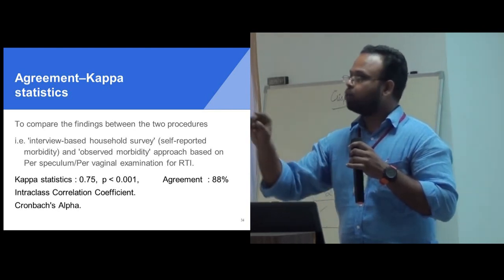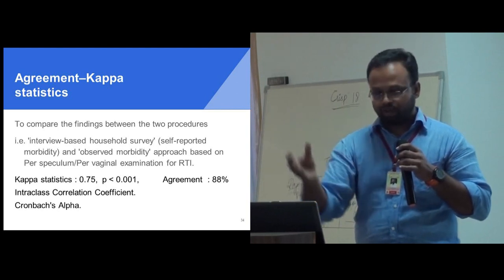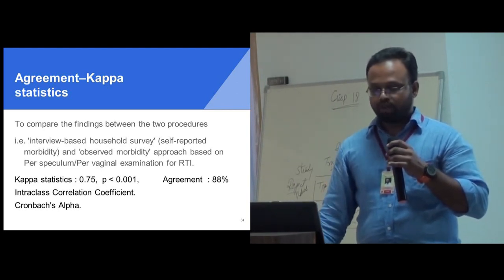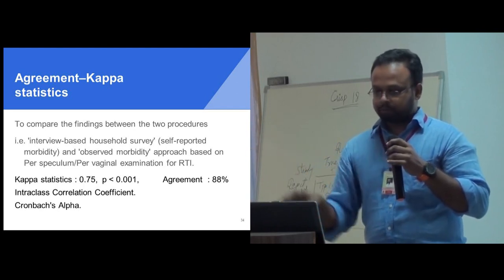Now, this outcome is categorical. Sometimes you will have a continuous variable, and for that we use Cronbach's alpha and similar tests. Intra-class correlation is the test we use among groups.